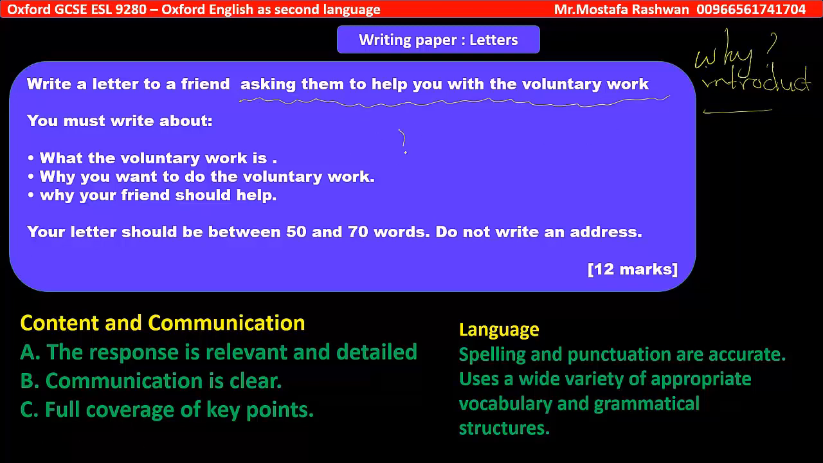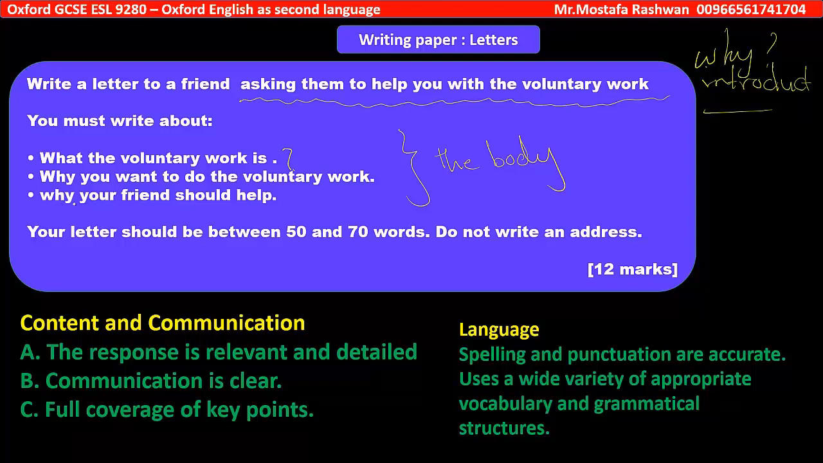The bullet points must be covered in the body paragraphs. Okay, let's see what we should include in the next body paragraphs. Number one, what the voluntary work is. So you'll define it, or tell the candidate, the reader, what the voluntary work is, which kind it is, and why you want to do the voluntary work. The reasons for why you selected this kind of voluntary work to take part in.